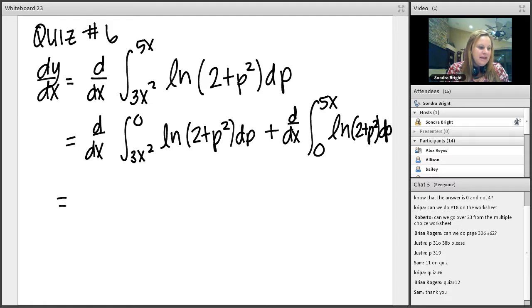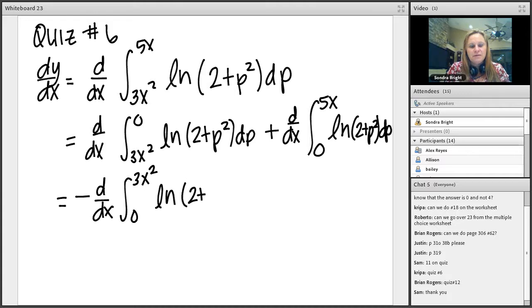So we got that, and then what you really want, to be able to use the fundamental theorem of calculus, is the 0 on the bottom on this first one. So I can do that by just throwing a negative in front, and now I can flip my integration limits. So now it'll be from 0 to 3x squared, like that. The second one is fine because the 0 is on the bottom.